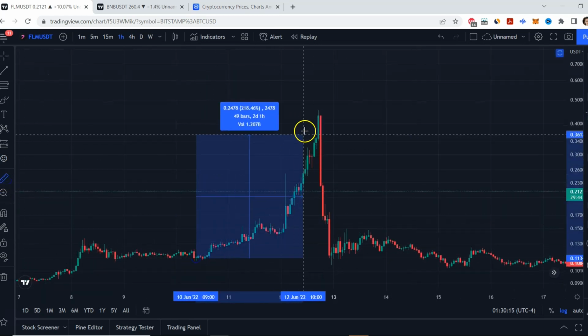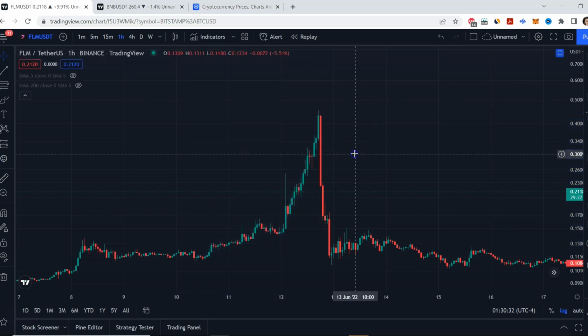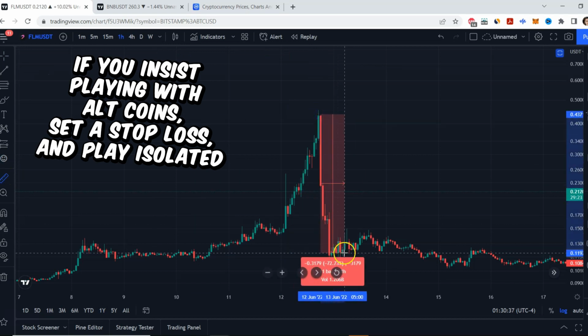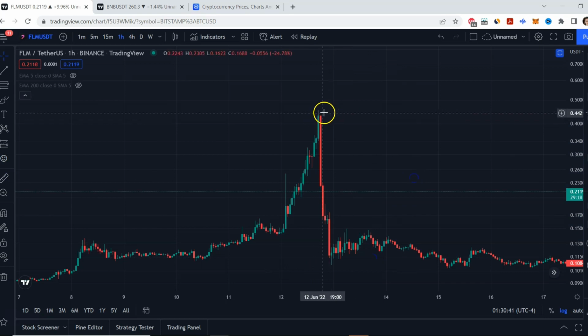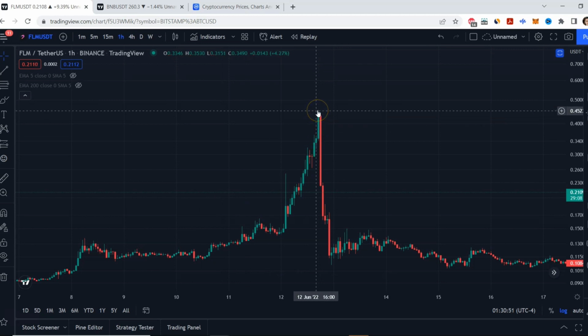So that's why I don't play with this kind of altcoins, because altcoins usually have very steep moves. When it goes up like crazy, when it goes down like crazy. So you can see this is a huge roller coaster ride. Now, it wouldn't be a problem if you have enough money. If you have a lot of money, maybe $100,000 just to cover this, it will be okay.